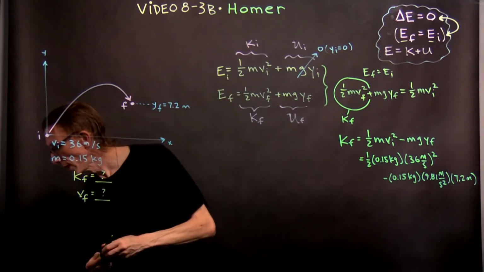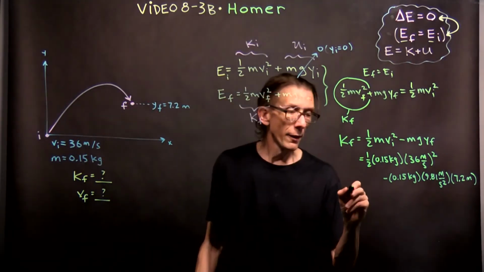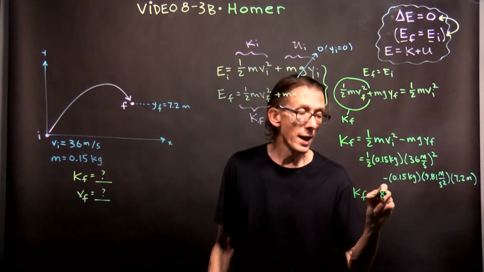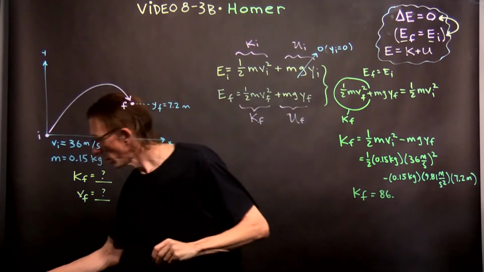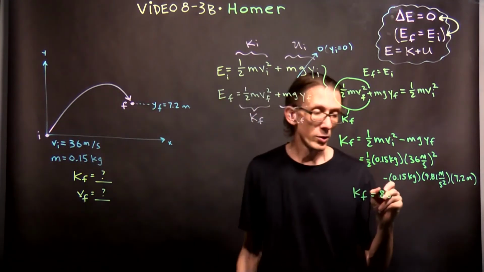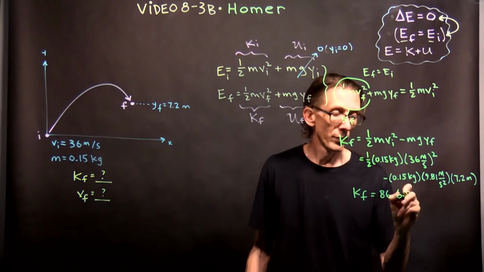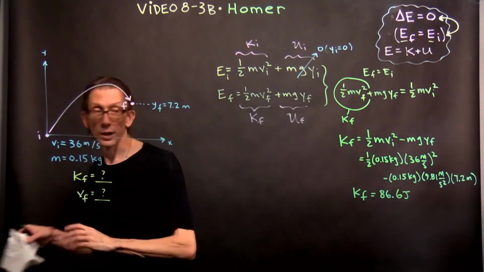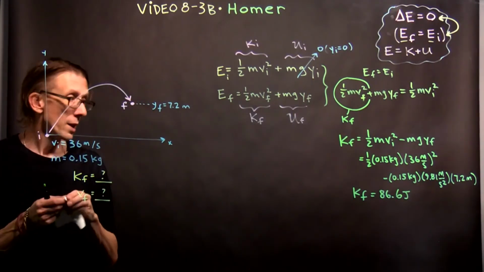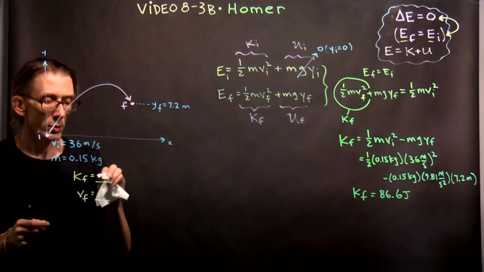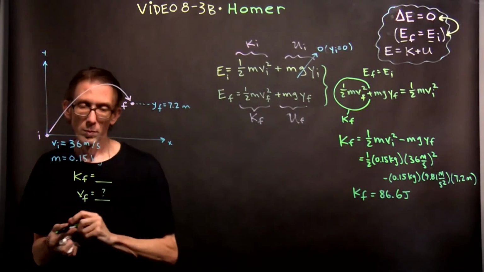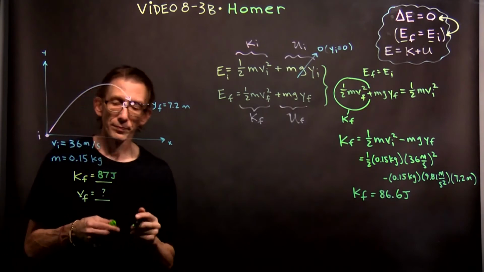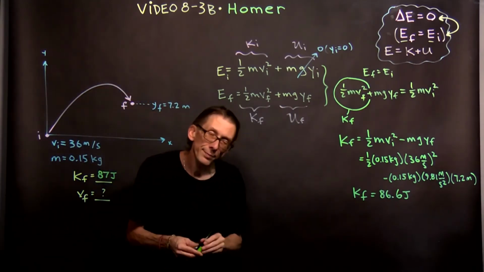And when we do that, we get that K_f, the final kinetic energy, is 86.6 joules. So we have two significant figures here. So our final kinetic energy is going to be 87 joules.